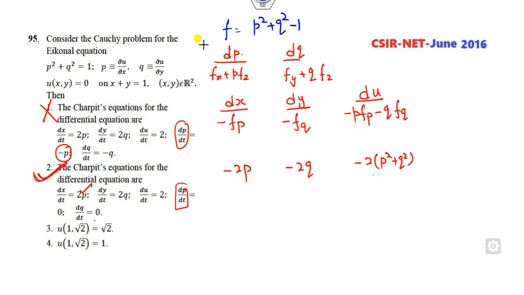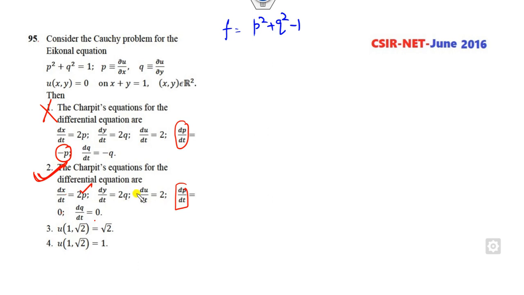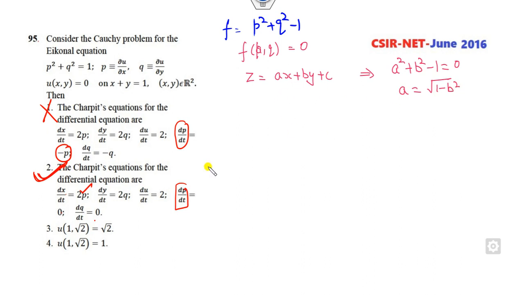How can you find the solution? Once you know this is a solution, you can again see it is a function where p and q are constants. So the solution is ax plus by plus c, and from a square plus b square minus 1 is 0, a will be root of 1 minus b square.